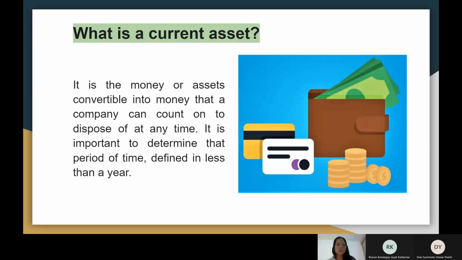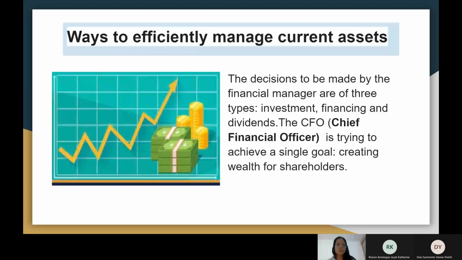Ways to efficiently manage current assets. The decisions to be made by the financial manager are of three types: investment, financing, and dividends. The chief financial officer is trying to achieve a single goal: creating wealth for shareholders.